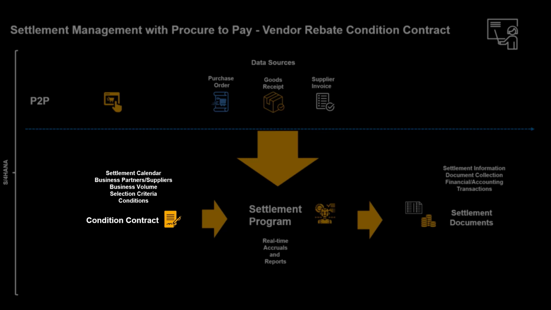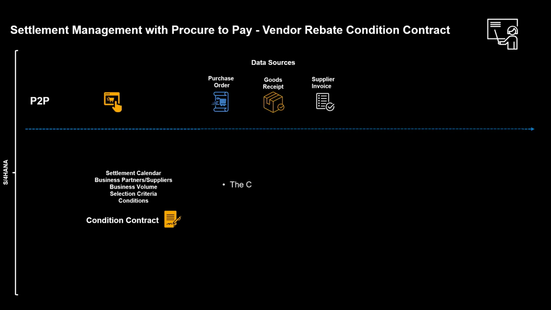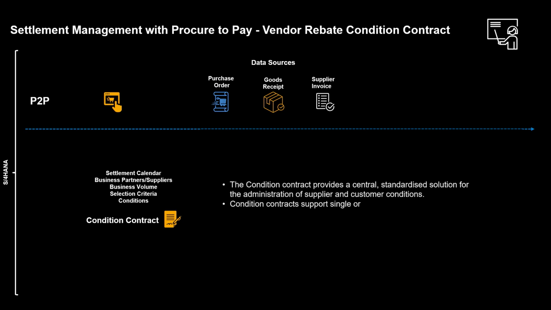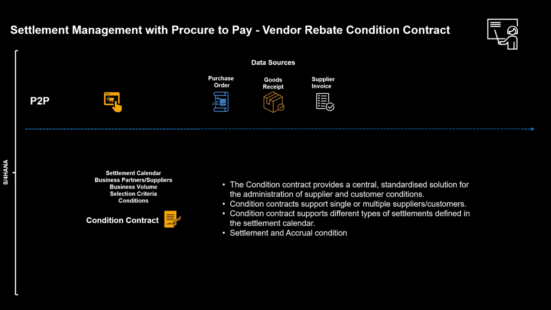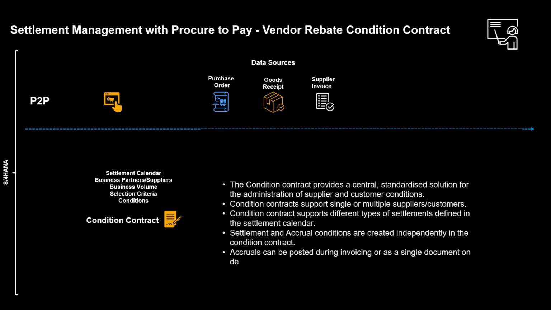The condition contract is an essential part of settlement management. The condition contract provides a central, standardized solution for the administration of supplier and customer conditions. Condition contracts support single or multiple suppliers or customers. Condition contract supports different types of settlements defined in the settlement calendar. Settlement and accrual conditions are created independently in the condition contract. Accruals can be posted during invoicing or as a single document on delta accrual.